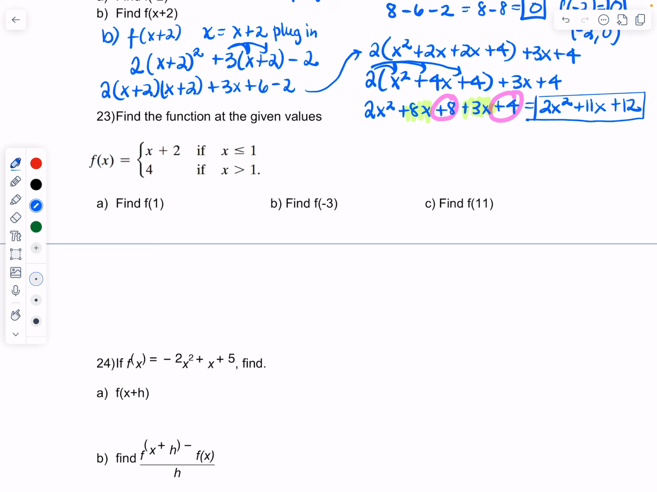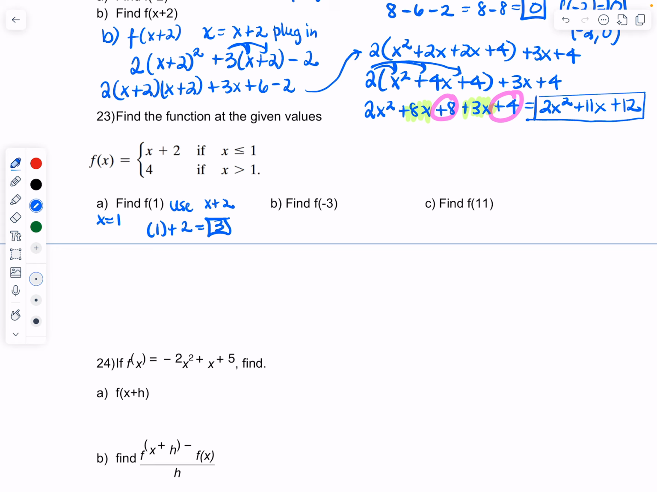Okay, so with these piecewise functions, you have to determine which equation to use. Since the stipulation on x plus 2 says that x has to be less than or equal to 1, I'm going to use x plus 2. So x equals 1 because it says the function at 1. So wherever I see x, I'm plugging in 1. So 1 plus 2 equals 3. Find f at -3.